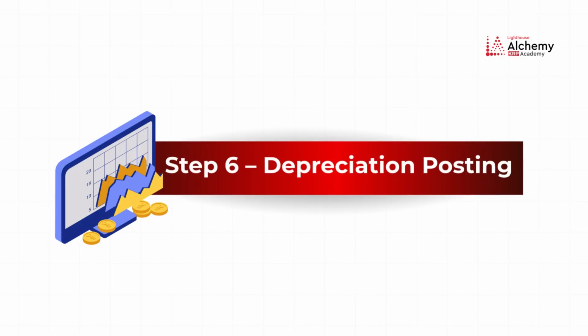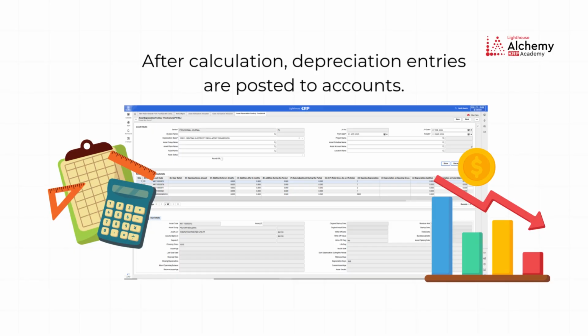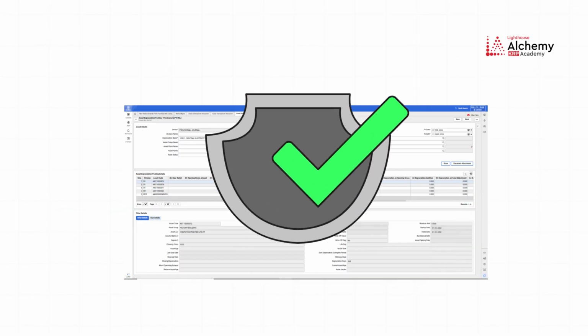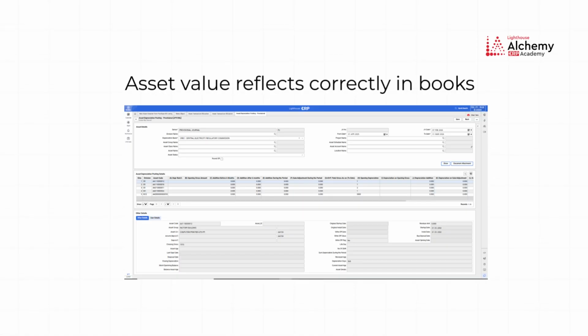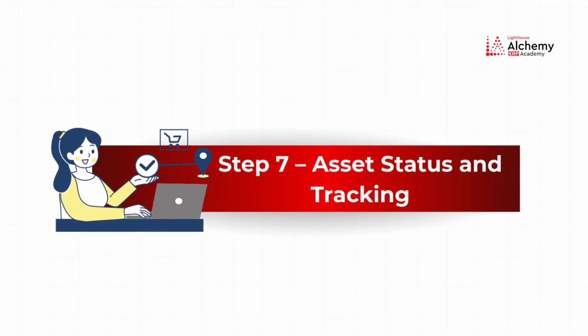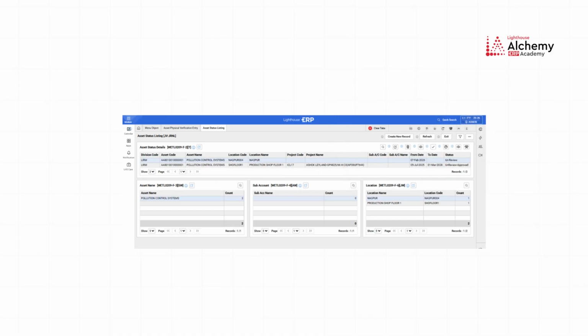Step 6. Depreciation posting. After calculation, depreciation entries are posted to accounts. This ensures financial records are updated. Asset value reflects correctly in books. Step 7. Asset status and tracking. Users can check the current status of assets anytime. This helps in tracking asset condition, checking depreciation status, and monitoring asset life cycle.